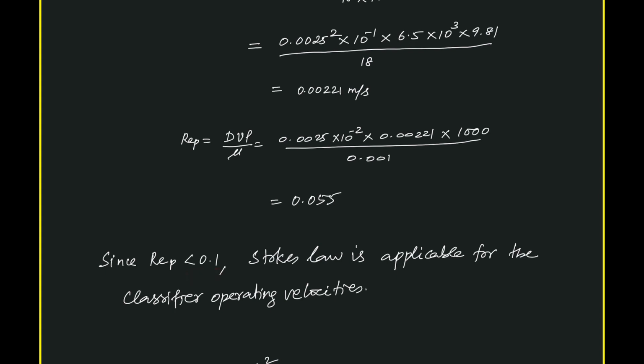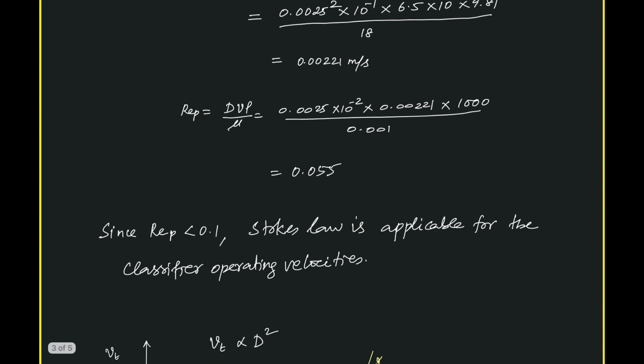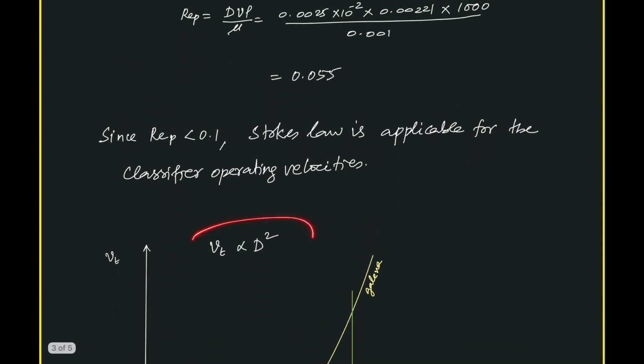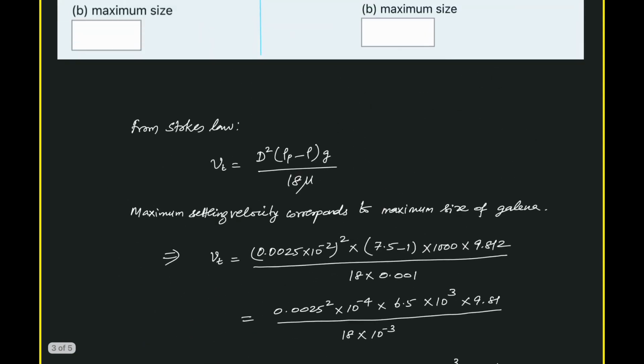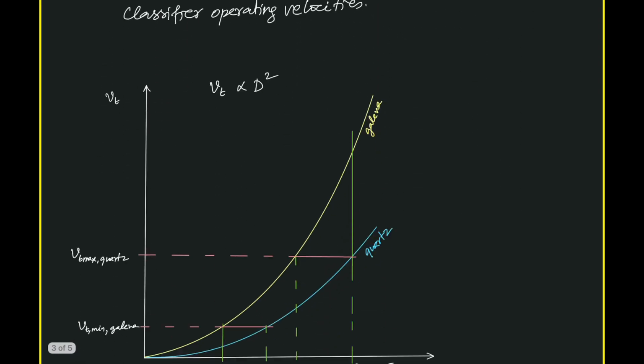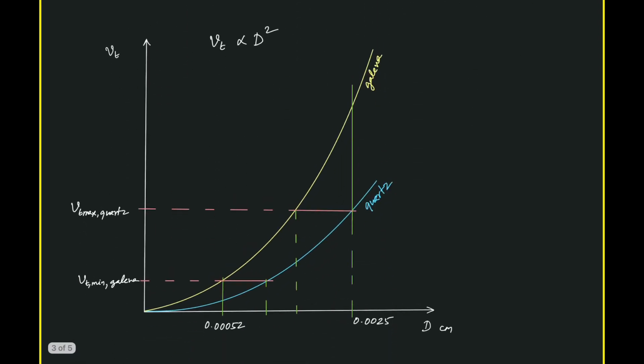So the entire particle range will be settling only in the Stokes law regime, because the maximum particle itself is obeying Stokes law. Then everything below that will definitely obey Stokes law. And from Stokes law we have Vt proportional to d square for a given density. So for a given particle, we are simply plotting this Vt relation, which is like a y equals x square relation.